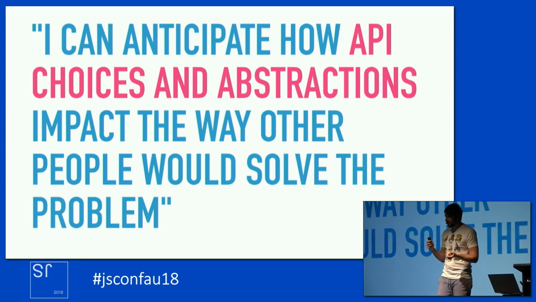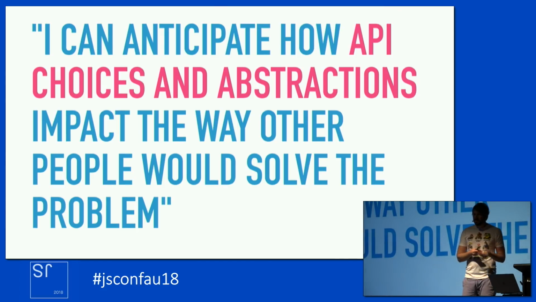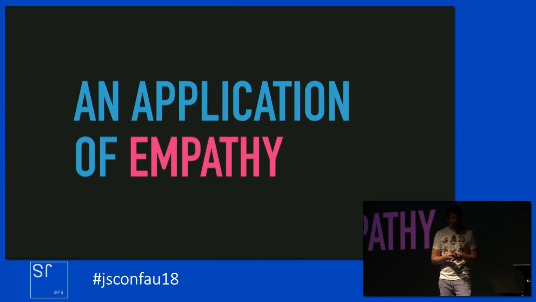I can anticipate how the API choices that I'm making or the abstractions that I'm introducing in a project impact the way other people would solve a problem. I think this is a fundamentally powerful concept that allows me to reason about how the choices I'm making in software design impact the application. I would also call this an application of empathy, right? You're thinking with other software engineers about how what you do and the APIs that you're giving them impact how they write software, right?